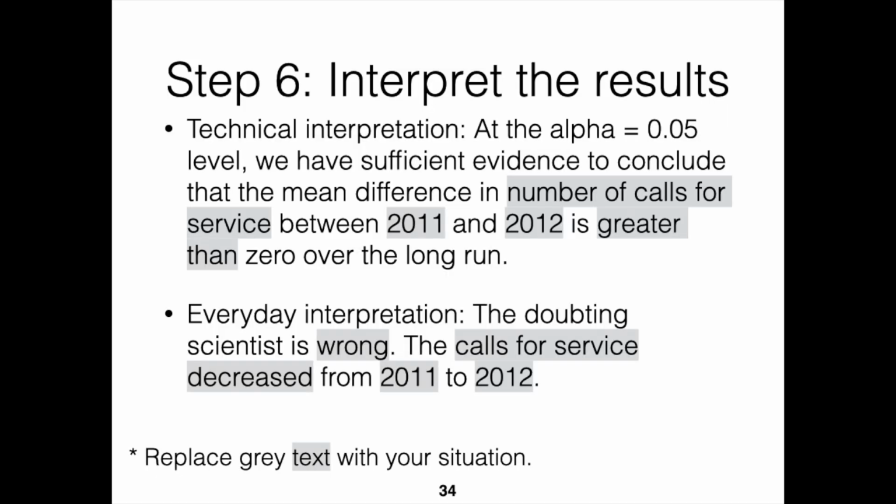In this case, our technical interpretation is that at the alpha equals 0.05 level, we have sufficient evidence to conclude that the mean number of calls for service was greater in 2011 than in 2012 over the long run. And then we've got our everyday interpretation, which is that the doubting scientist is wrong. The calls for service decreased from 2011 to 2012.